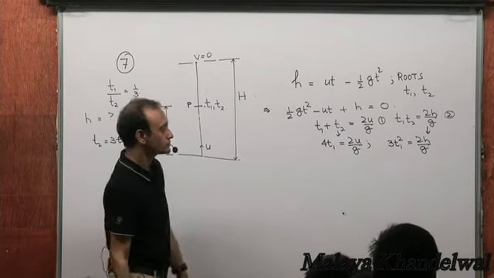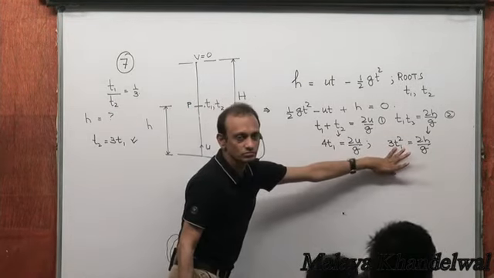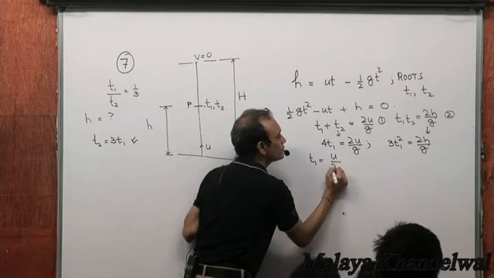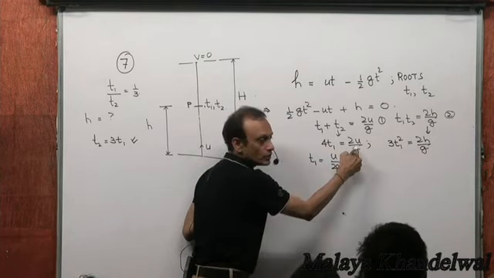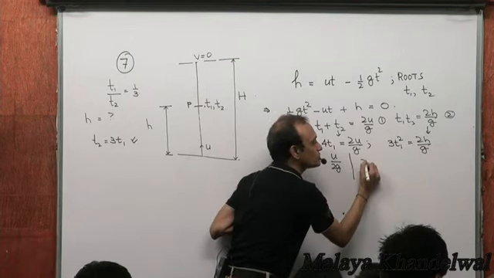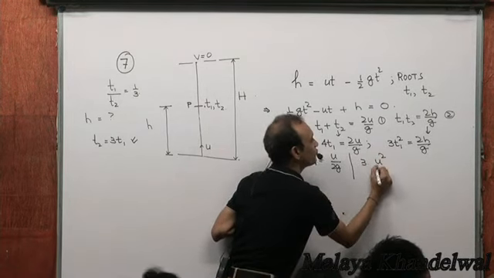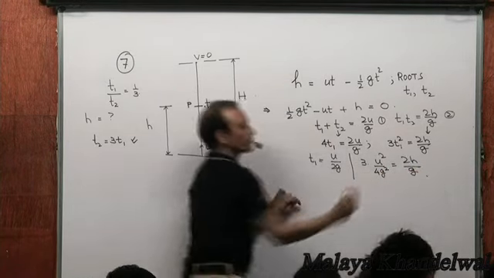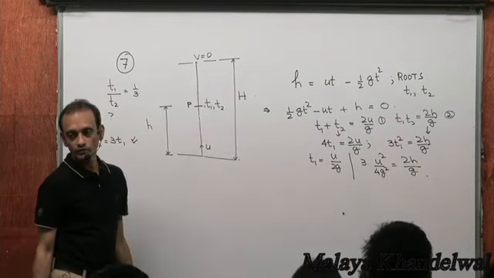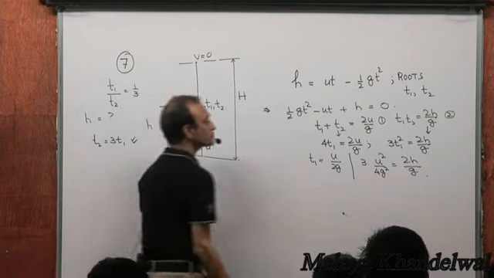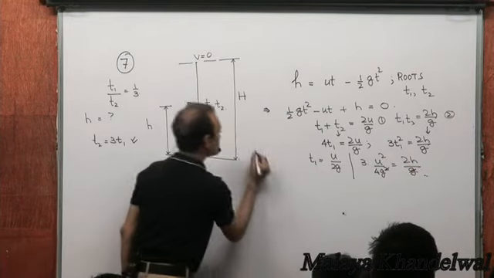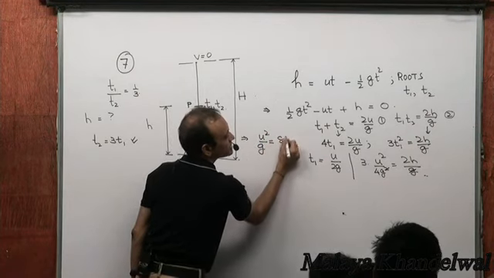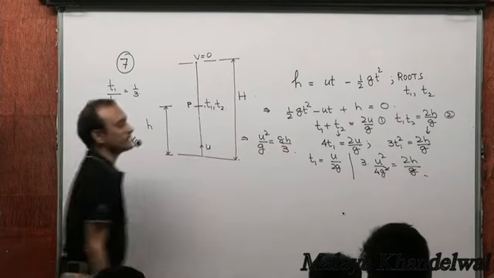Now, let me eliminate t1 from these two. So t1, as you can see from this equation, is u by 2g, which I can plug into this. So 3 into u squared by 4g squared is 2h by g. Yes or no? This g gets cancelled. This gives me u squared by g is 8h by 3.